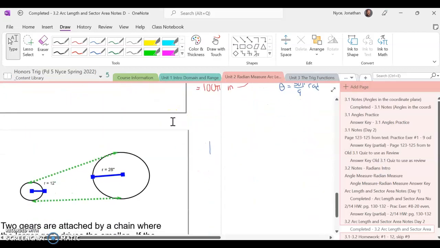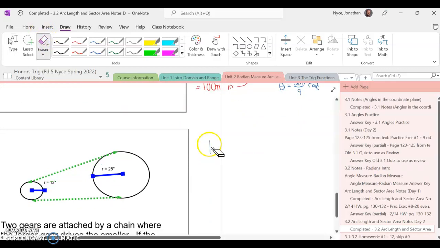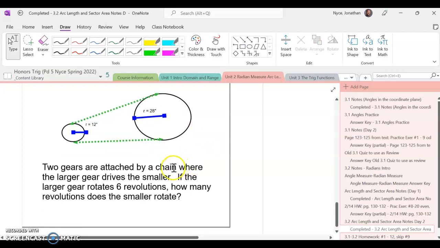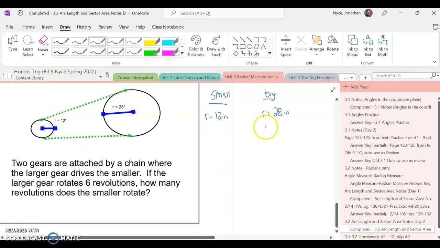Okay, very similar idea, or exact same idea, I should say, for the second example. Just a little bit different setup. Attached by a chain, a larger gear drives a smaller gear. Again, we'll set up the two columns, one for small, one for big. They give us a radius of the small gear in the figure as 12 inches. The big gear's radius is 28 inches. And it says the larger gear rotates 6 revolutions. So that's our theta for the bigger gear.